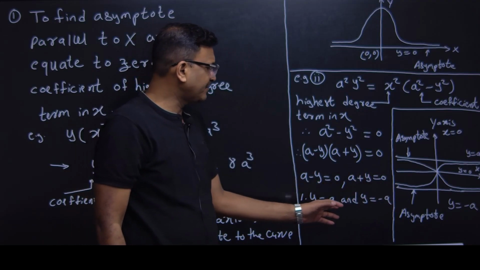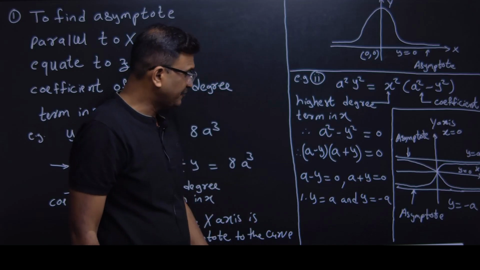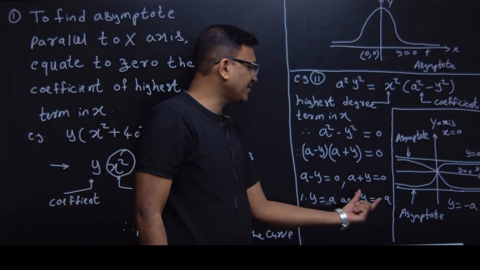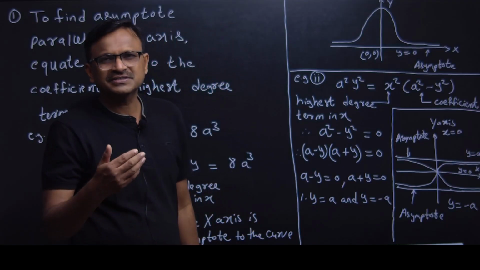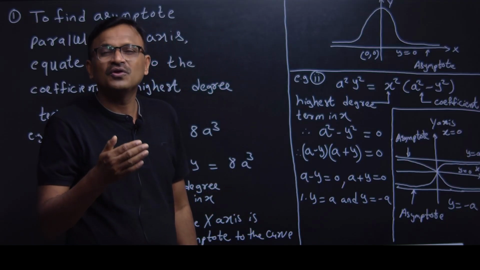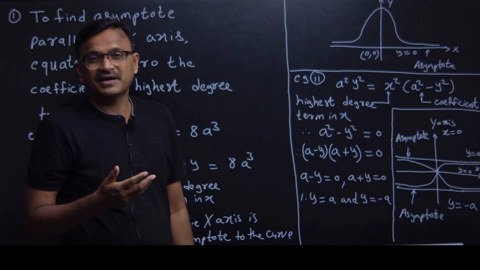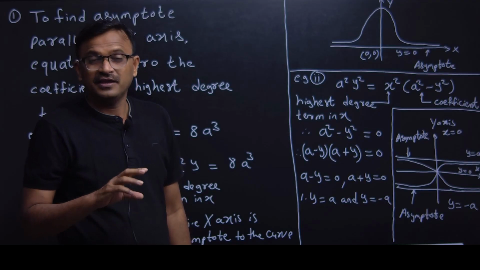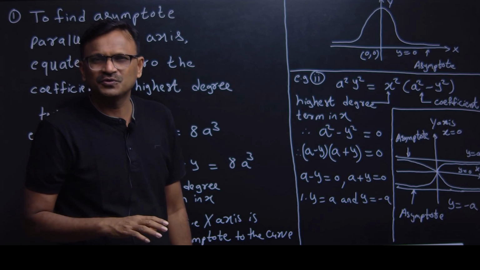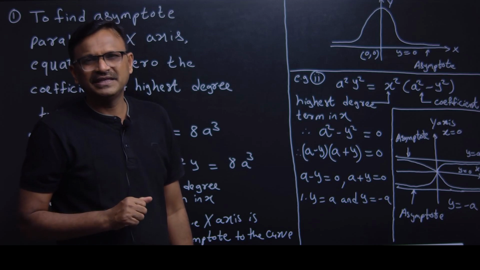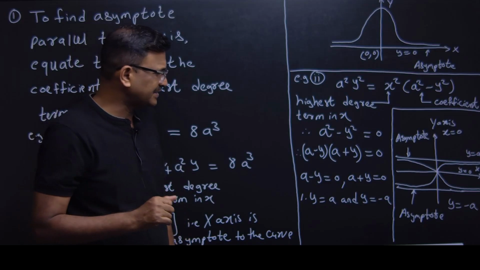So solving that, we get y is 0 and y is minus a. We will get two equations, y is equal to a and y is minus a. Remember, we should get some equation of this form, like y is 0, y is plus a, y is minus 1, y is minus 2, etc. If you get some constant is 0, like 1 is 0, 2 is 0, 3 is 0, then it will be meaningless. Then there will be no asymptote parallel to x-axis in that case.